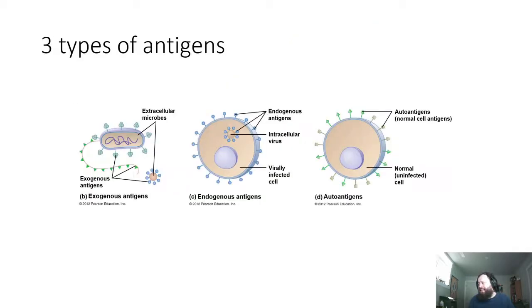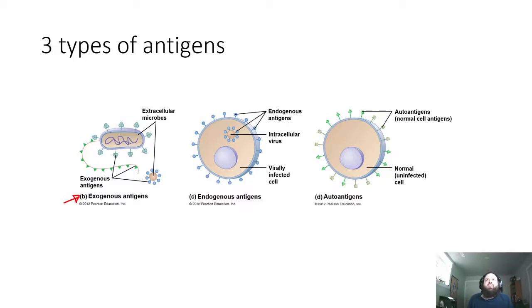There's 3 different classes of antigens that we need to address. The first is called exogenous antigens, the second are called endogenous antigens, and the third are called autoantigens. We've already hopefully explained what an antigen is. Let's start with exogenous antigens first.